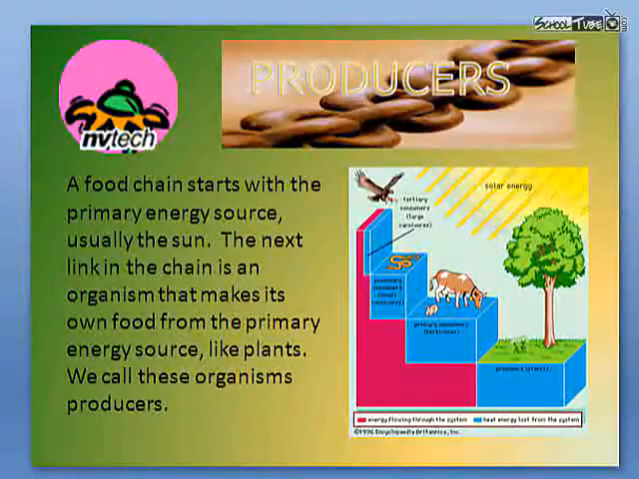A food chain starts with a primary energy source, usually the sun. The next link in the chain is an organism that makes its own food from that primary energy source, like plants do. We call these organisms producers.